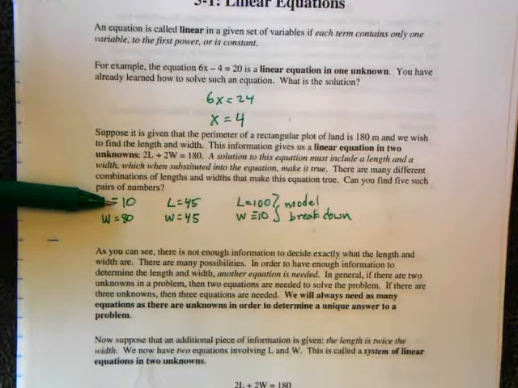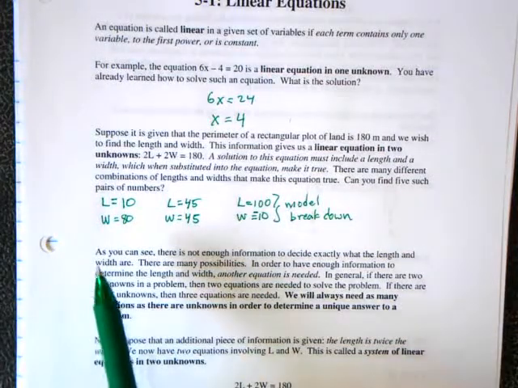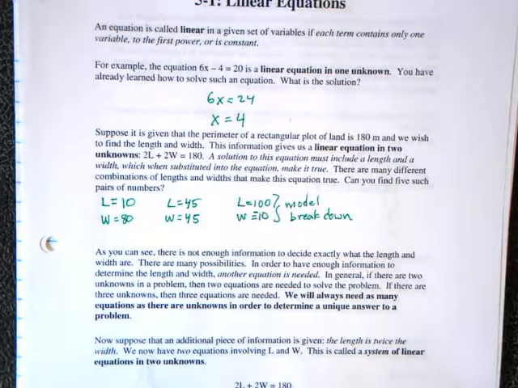Yeah, once I do 90, 90 times 2 would be 180. That would take up everything. So I could pick any number between 0 and 90 for length, and I would get an answer for width. So yeah, there's an infinite number of correct answers.